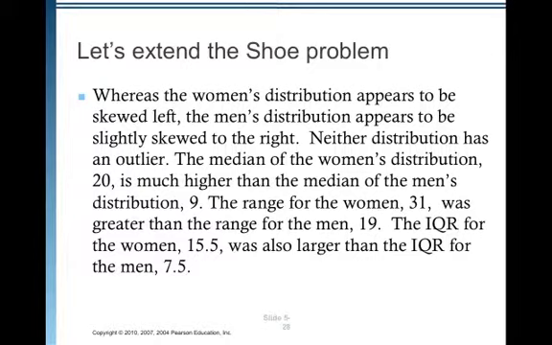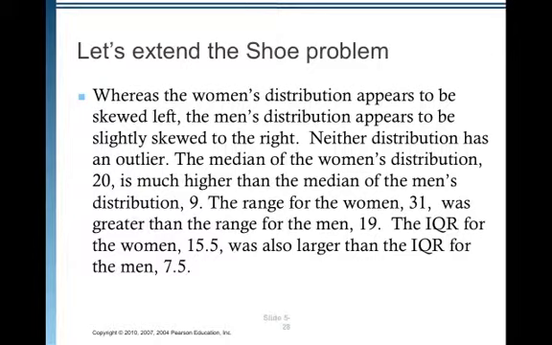Okay, if you'll notice, I addressed everything in SOCS: shape, outliers, center, and spread. Not only did I report what's true about each distribution, I made a direct comparison. Notice I said, whereas the women's distribution seems to be skewed to the left, the men's distribution appears to be skewed to the right. That made it clear that I compared and contrasted the two. Neither distribution has an outlier. That's fine. There's nothing really to discuss there beyond that.